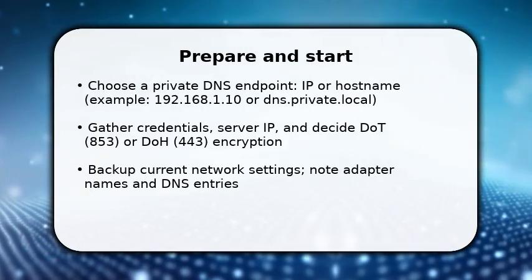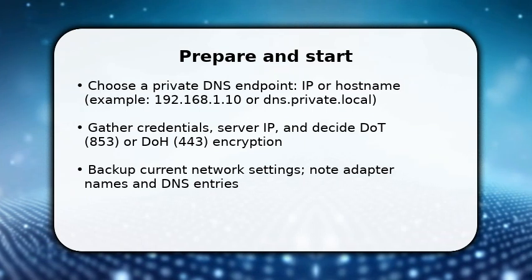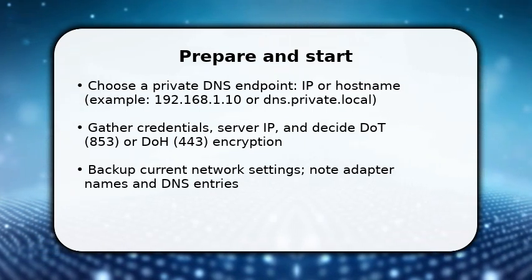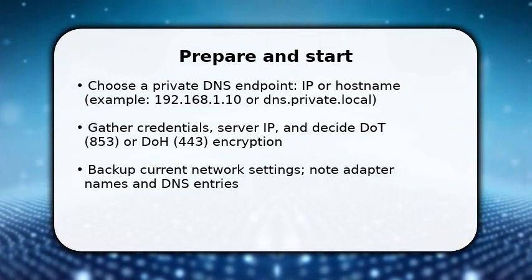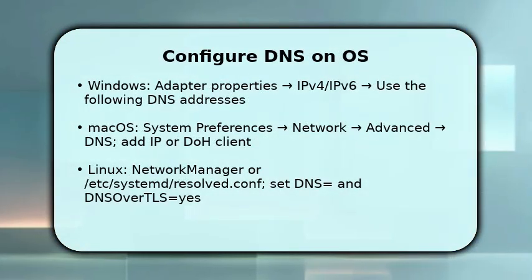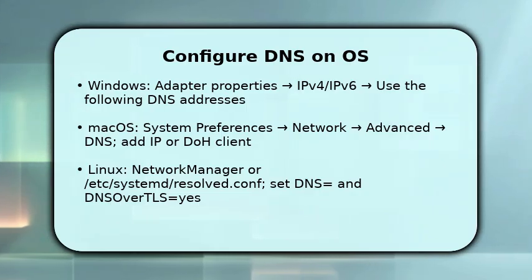Now open your network adapter settings and locate the IPv4/IPv6 DNS fields to prepare for the change. Next, edit the DNS fields in your operating system. On Windows, open Adapter Properties, select IPv4 or IPv6, and enter the private DNS IPs as preferred and alternate.